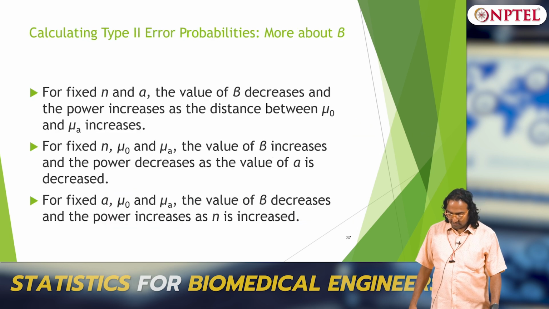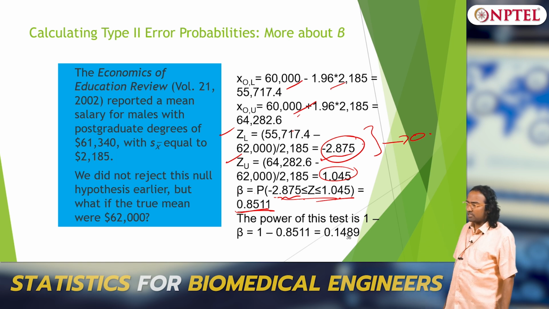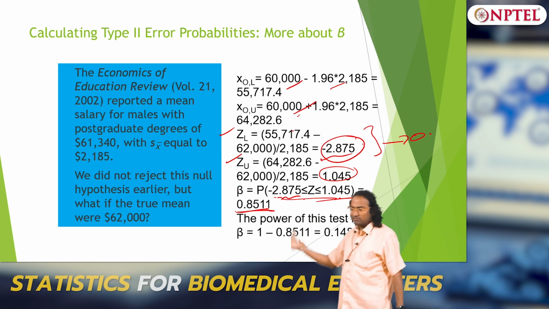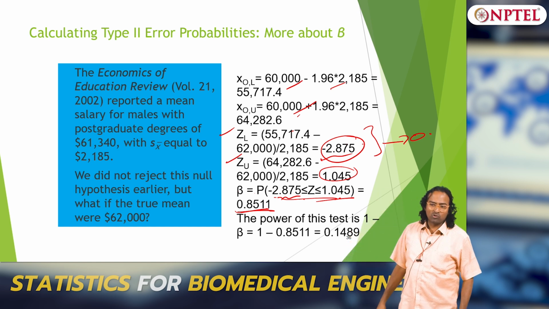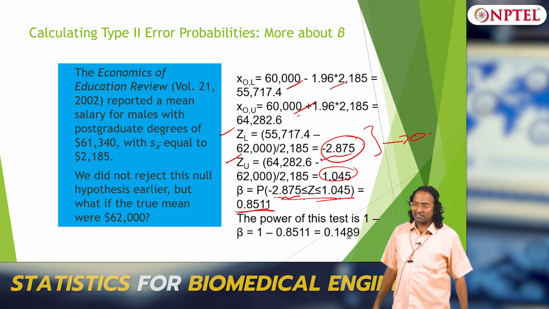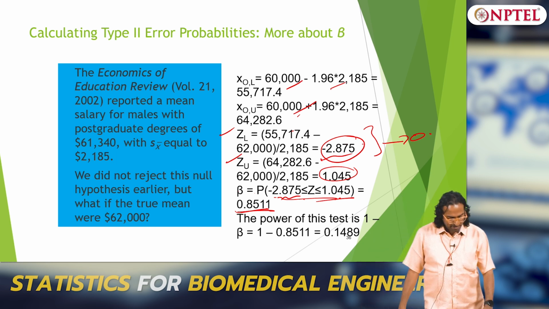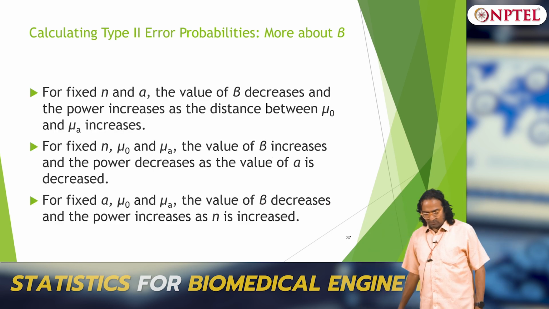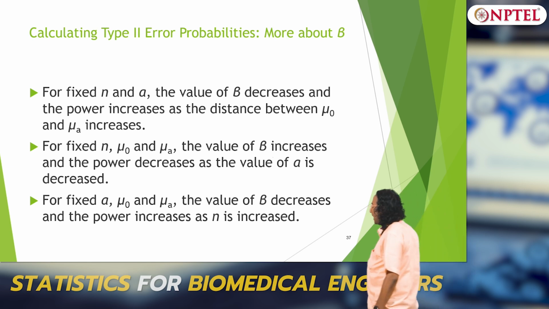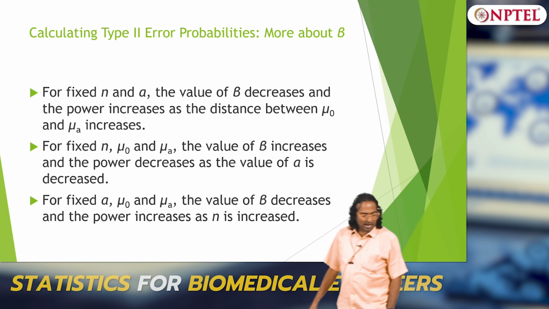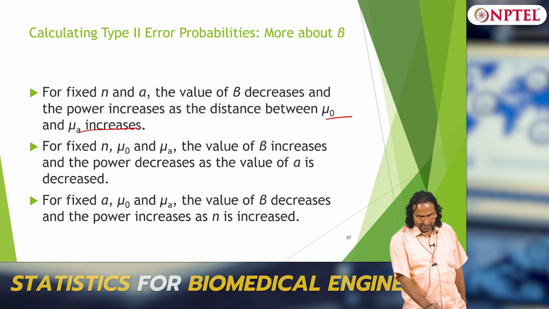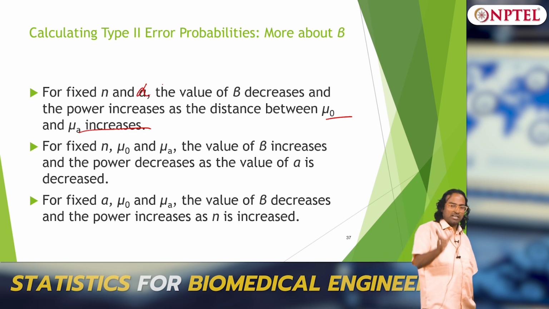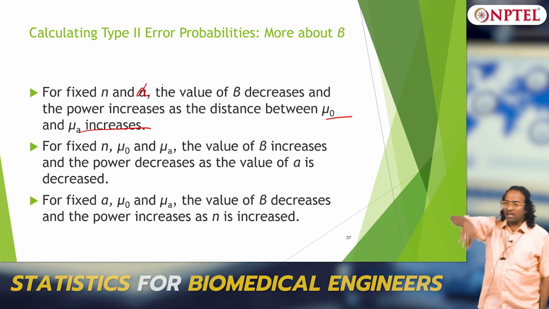So in this case it is a very bad hypothesis test because your beta is very high and the power of the test is only 15%. For a fixed n and alpha, the value of beta decreases and the power increases as the distance between mu naught and mu a increases. This is known for a fixed n and alpha. If the distance between mu naught and mu a increases, beta decreases.